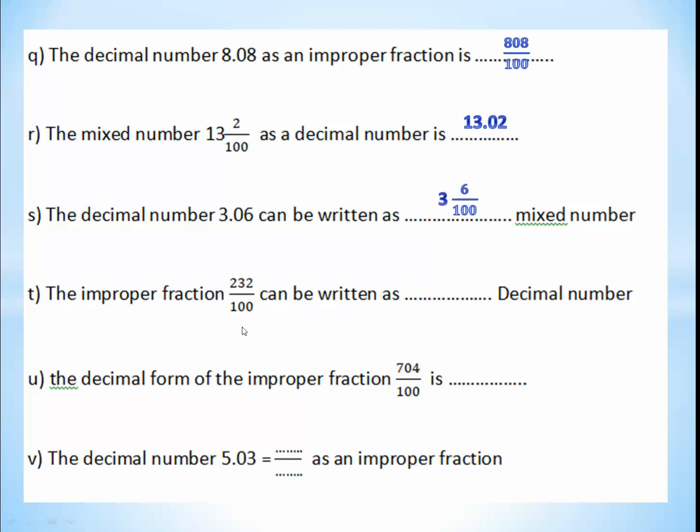The improper fraction can be written as a decimal number. Yes, it will be 2.32. The decimal form of the improper fraction 704 over 100 means 7.04. The decimal number 5.03 as an improper fraction means 503 over 100.